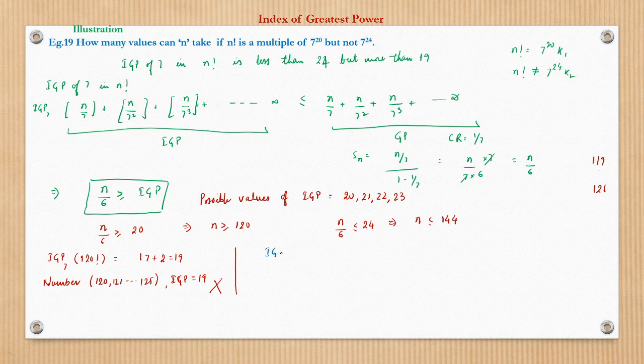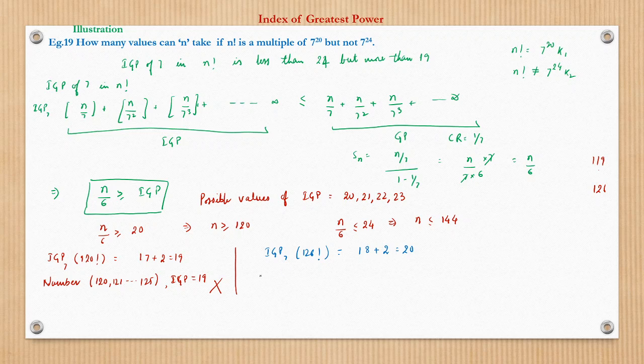Now IGP of 7 in 126 factorial. 126 is the next multiple of 7. 17 sevens are 119, 18 sevens are 126. So here we divide 126 by 7, quotient is 18. 18 further divided by 7, quotient is 2. So here we get 20 as IGP of 7. So now this is a valid number.